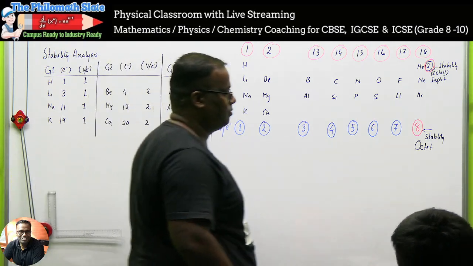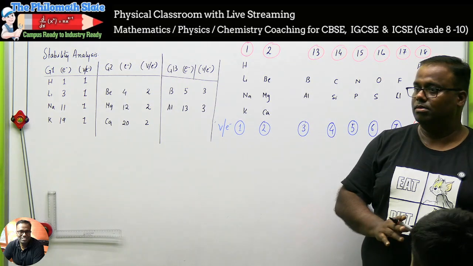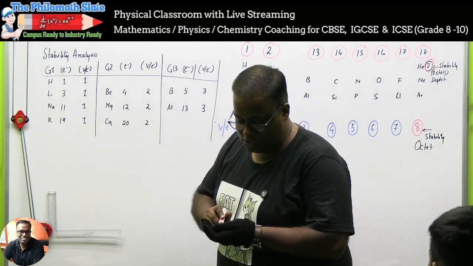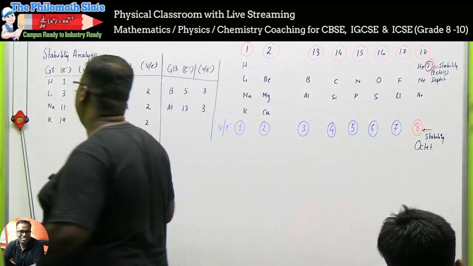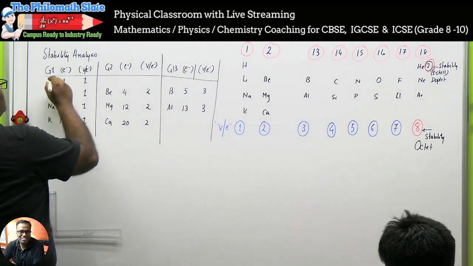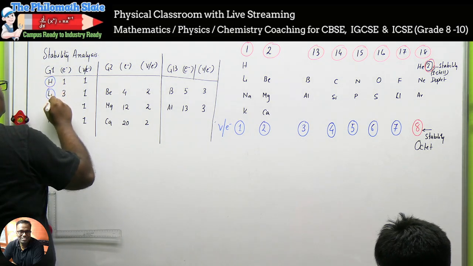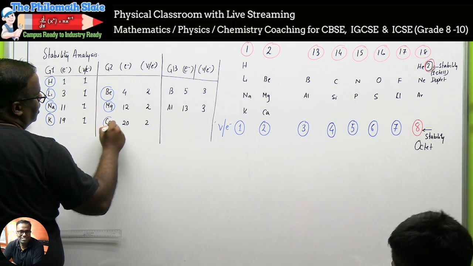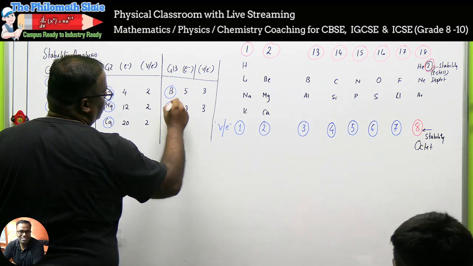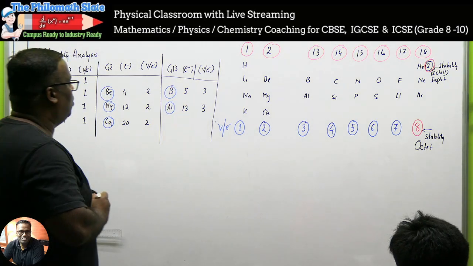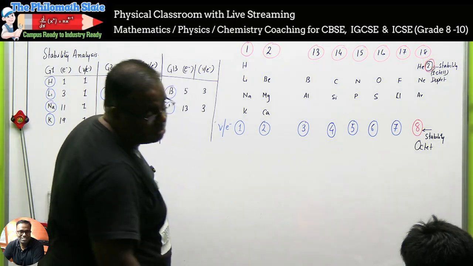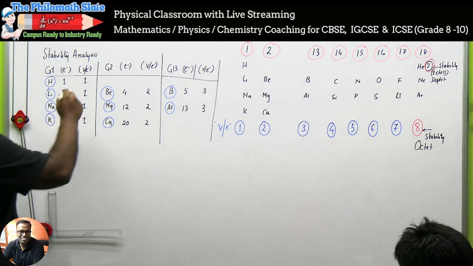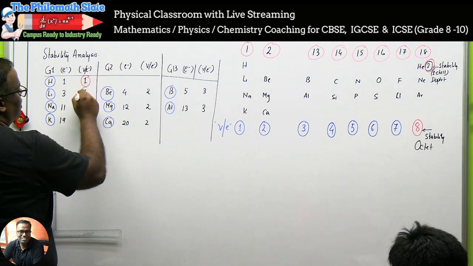Done. Understood? Now concentrate on these. All these elements, hydrogen, lithium, sodium, potassium, beryllium, magnesium, calcium, boron, and aluminium, every one of them also have the urge to become stable. So let's have a look at that. This is very important, the valence electrons.